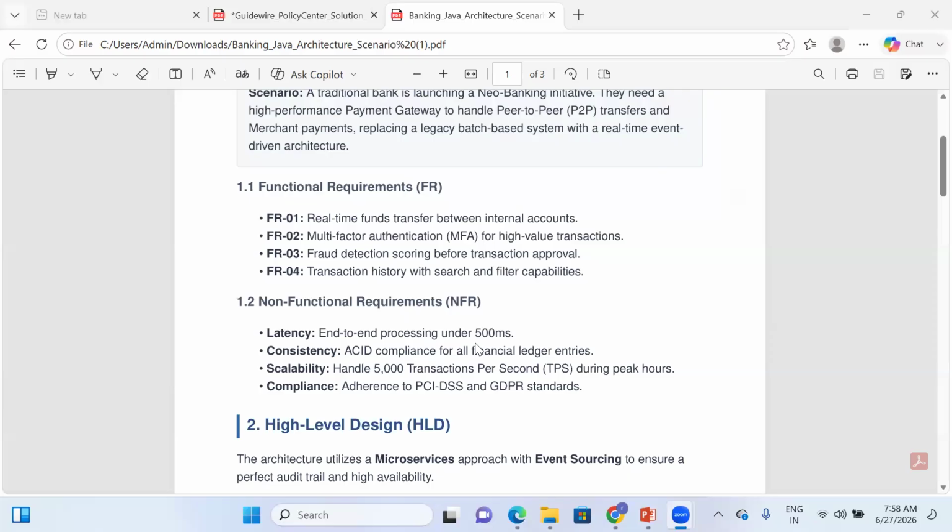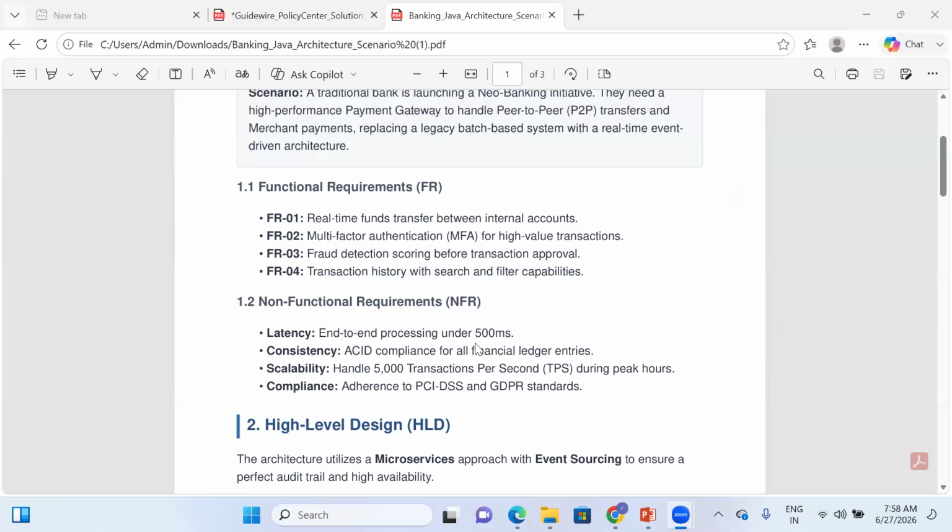That is one thing, and they must be having some multi-factor authentication for high value transactions, not high volume transactions. High volume transactions can be number, okay. High value transactions can be something larger transactions, right? So because this is for more security, you require some multi-factor authentication, etc.